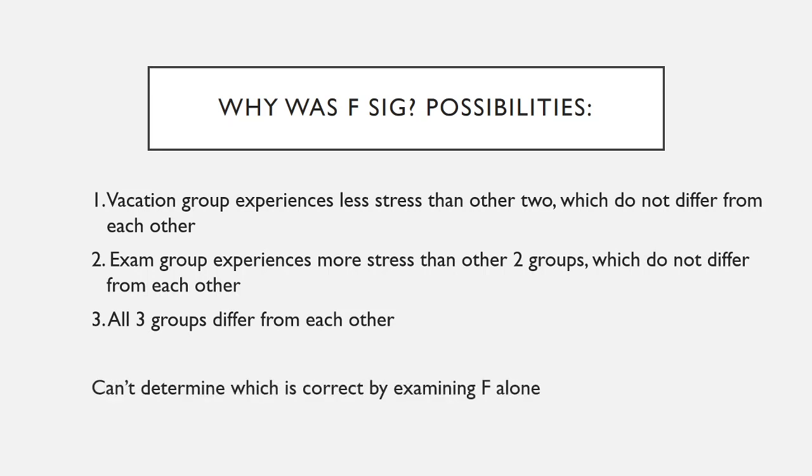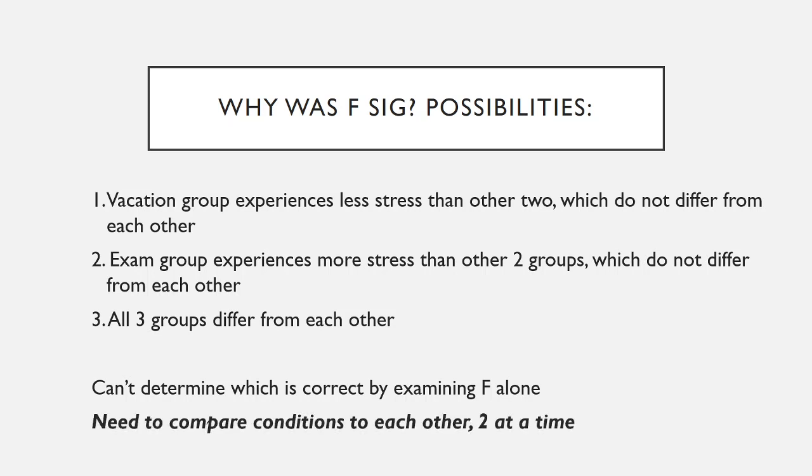So you can't actually figure out which of these three possibilities is true by examining F alone. Yes, you can go back and eyeball the means and see that they are all different, but the question becomes, which of those follow-up comparisons were significantly different? We're going to want to do that. We don't just want to eyeball the different means based on the strength of the significant F. We want to actually figure out which one of these three possibilities is true. So what you could do is compare all the conditions to each other two at a time.